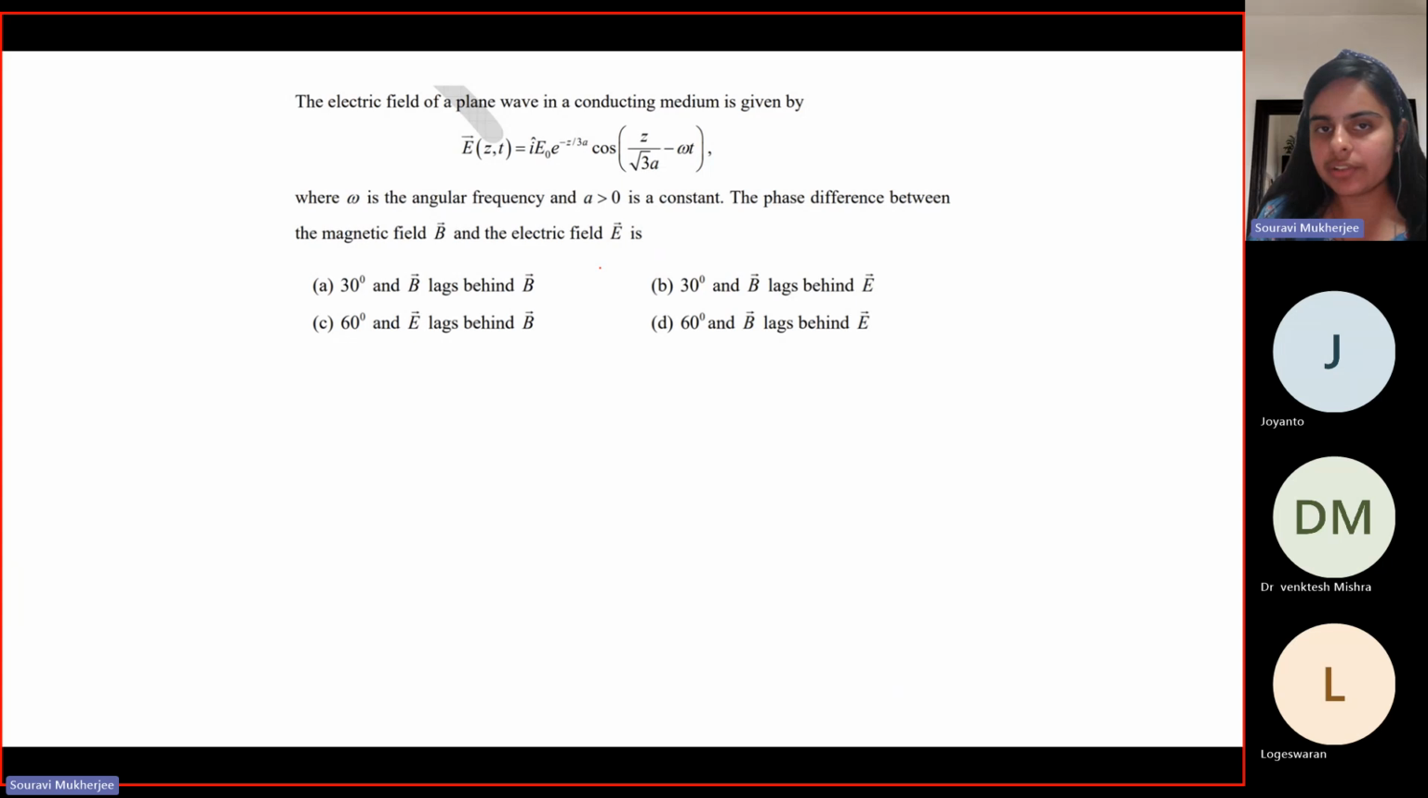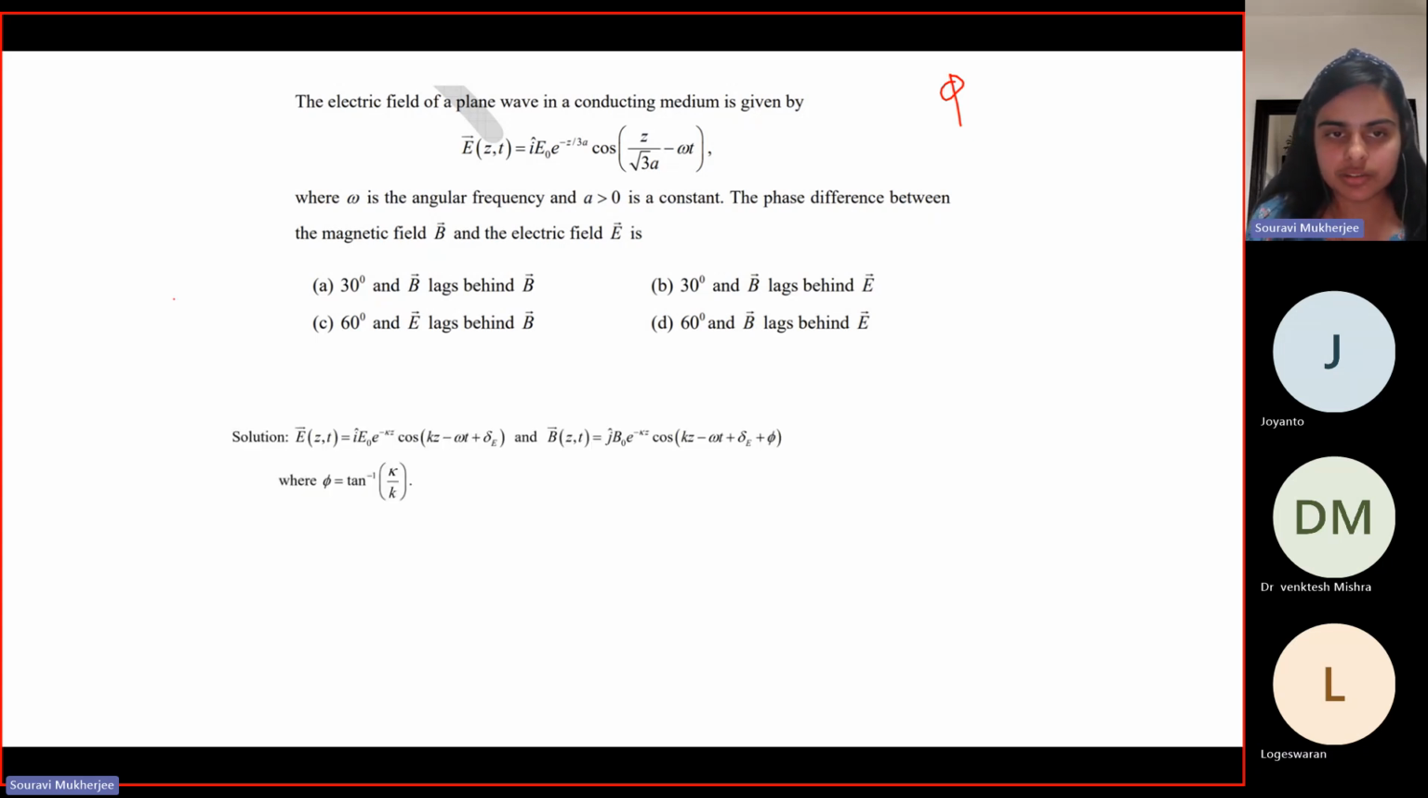So we have to again remind ourselves that in a conducting medium, we saw that we had this phi, and the phi was tan inverse of chi by k, which is the ratio of the imaginary to real parts of the wave vector. So here you have to find the real and the imaginary parts of the wave vector. So how do we do that?